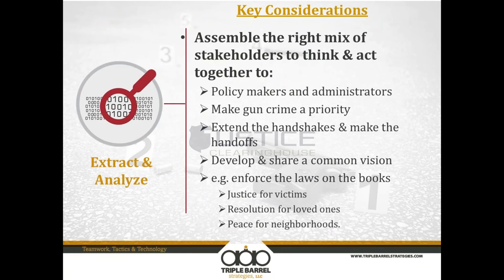Some key considerations. Assemble the right mix of stakeholders to think and act together. I'm talking about policymakers and administrators. They need to make gun crime a priority. There are a lot of handshakes and agreements that need to take place because so many different people are involved in the process. And again, because so many are involved, there are a lot of handoffs of information going back and forth that have to take place.